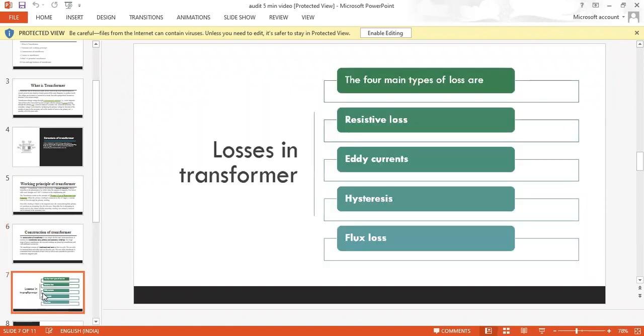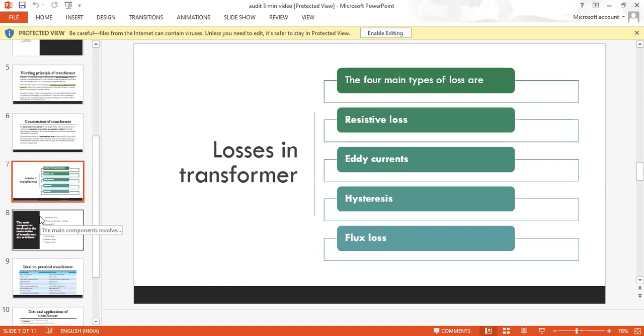The next slide is all about the losses in the transformer. We will learn about the losses. When we use a practical transformer, we can definitely see the losses in it. Based on that, this PPT categorizes four main types of losses in the transformer. The first one is the resistive loss, the second one is eddy currents, the third one is hysteresis, and the final one is the flux loss. These were all the losses in the transformer.